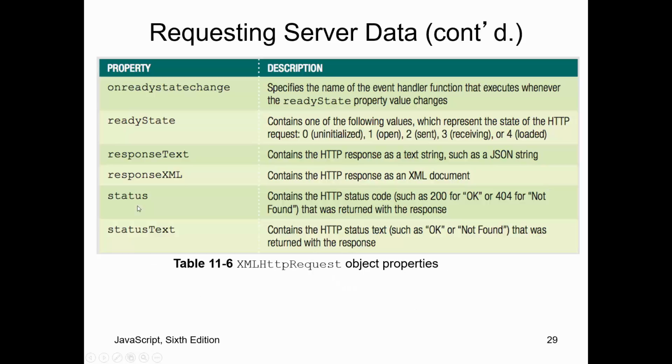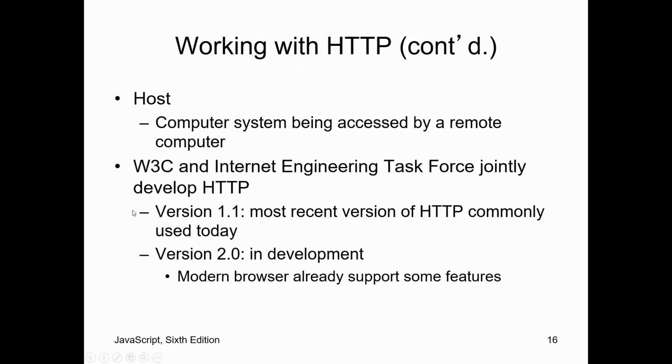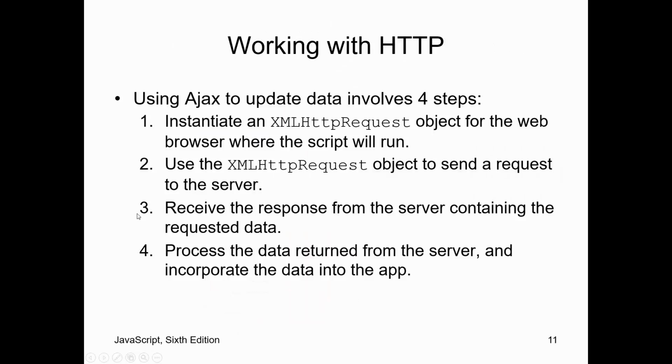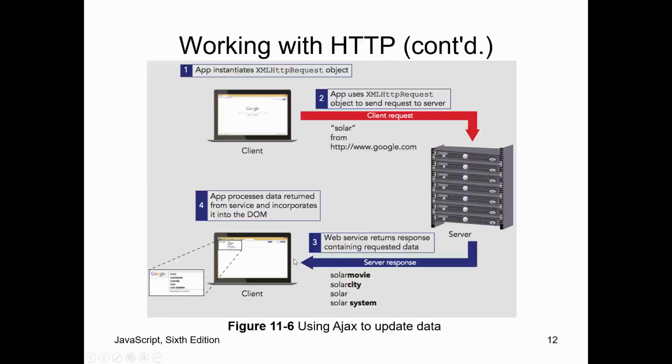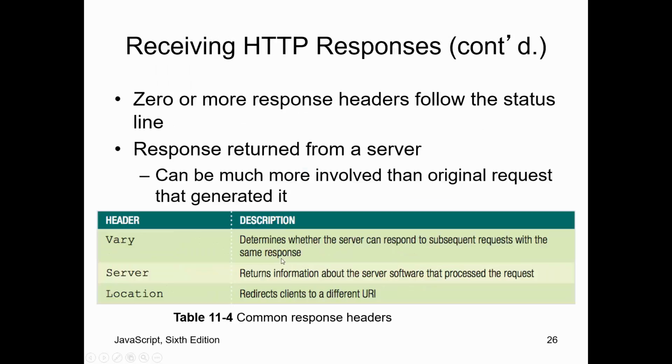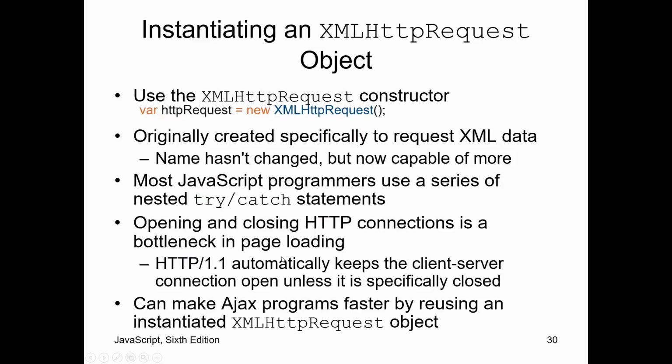Again, we looked at that four-step process much earlier. We said you initiate or instantiate. Remember, you're creating an object of type XML HTTP request for the browser where the script will run. You use that object to send a request to the server. You receive the response from the server, including one of those numbers that we talked about before, and you process the data if it's at all possible to do that. So again, I'm just stepping through what's going on in here with you.